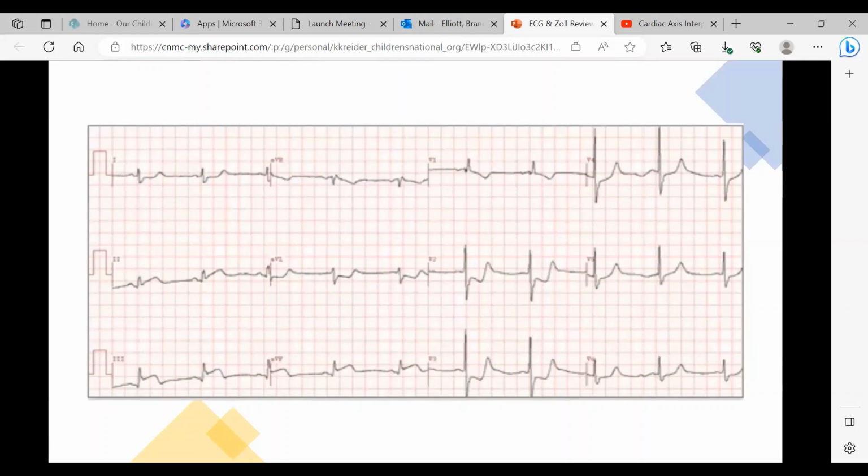So what do we think as far as elevation? I think I see elevation. It looks like elevation in AVF. I'm seeing lead 3. I think in lead 1, it kind of looks like depression. Okay. And then lead 2, looking at the second beat, looks like maybe a little bit of elevation.